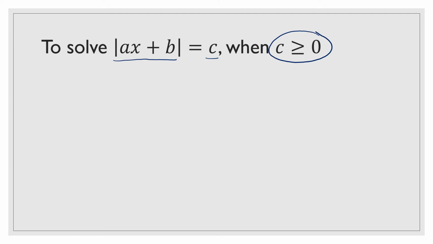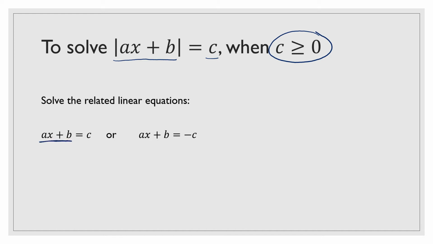But if you want to solve the absolute value equation and c is greater than or equal to 0, then you want to actually split the equation up into two different equations. The first equation really just drops the absolute values, so you just have ax plus b equal to c. The second equation, you still drop the absolute values, but now it's set equal to negative c. So this is how we get rid of the absolute values. Then you can go ahead and solve each of these equations separately. You should get two answers for your solution.